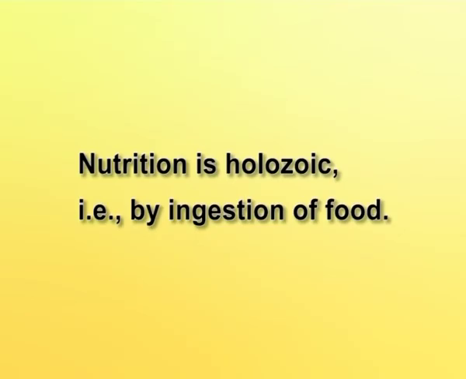Nutrition is holozoic, that is, ingestion of food. Animals follow a definite growth pattern. The adults have definite shape and size. Higher forms of animals exhibit well-developed sensory and neuromotor mechanism. Most of the organisms are capable of locomotion. Reproduction is by copulation of male and female, which is followed by development in embryonic stages.